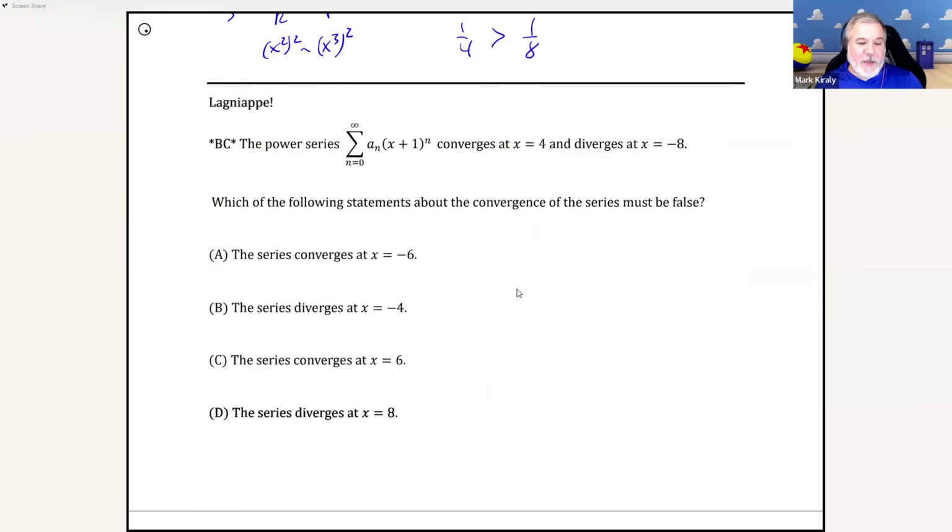We just did this with my BC students this past week and they really like it. The power series, given as the sum from n equals 0 to infinity of some unknown rule a sub n times x plus 1 to the nth power, converges at x equals 4 and diverges at x equals negative 8. Which of the following statements about the convergence of the series must be false? I always think of Virge during these because of the two words, converge and diverge.